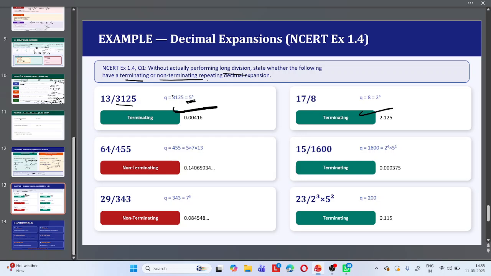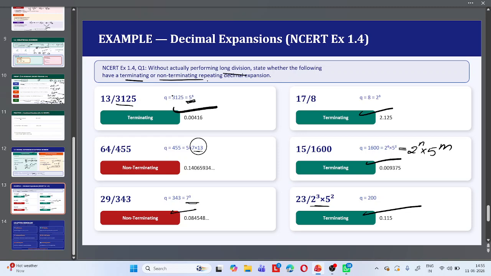Here 1600 can be written as 2 to the power of 6 into 5 to the power of 2. It is in the form of 2 to the power of n into 5 to the power of m, so it is terminating. Here also it is in the form of 2 to the power of n into 5 to the power of m, so it is terminating. But here 455 can be written as 5 into 7 into 13. In the denominator we have primes other than 5 and 2, so it is non-terminating. Here 343 can be written as 7 to the power of 3. It means it is not terminating but repeating.